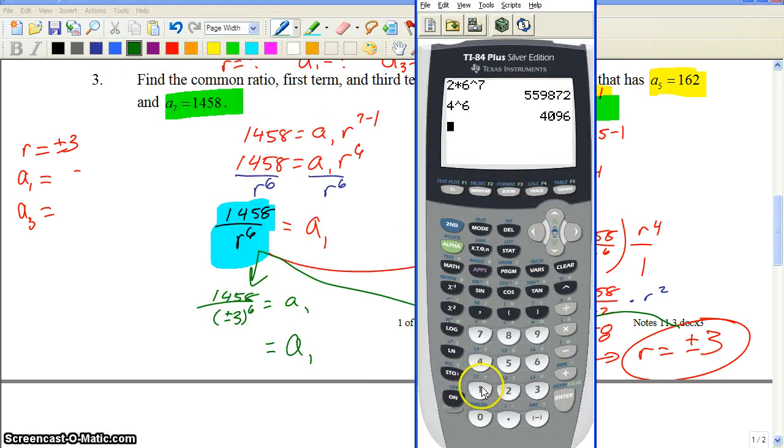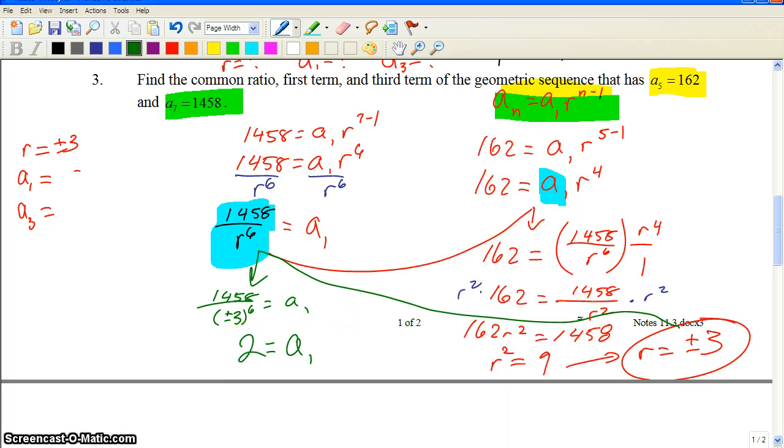So I'm going to do 1458 divided by parenthesis 3 to the 6th parenthesis. And that gives us 2. Okay? So we get a sub 1 is 2. That's nice. So now we still haven't even finished the problem. There's still more questions from this problem.